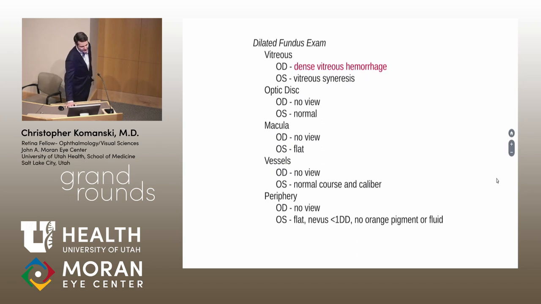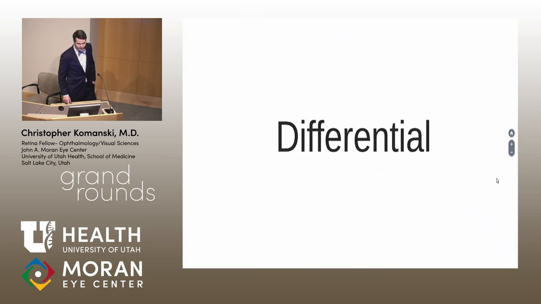On dilated fundus exam in the right eye, he had a dense vitreous hemorrhage. He had no view posteriorly in that eye. The other eye was normal. So at this point, do we have any of the residents here? We have lots of them. Lots of them. Teresa, what's your differential for a diabetic with a vitreous hemorrhage?